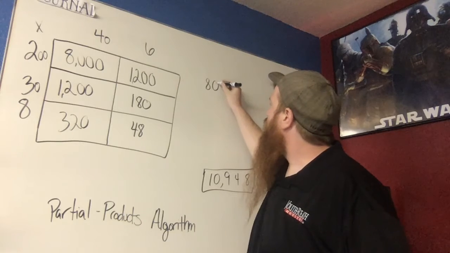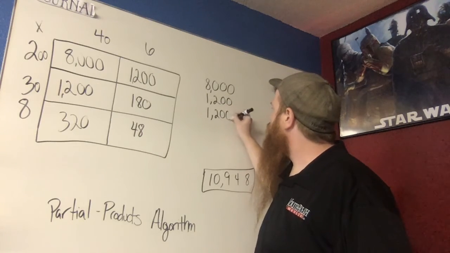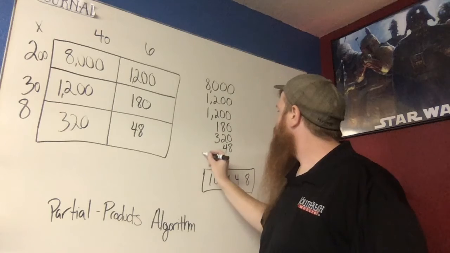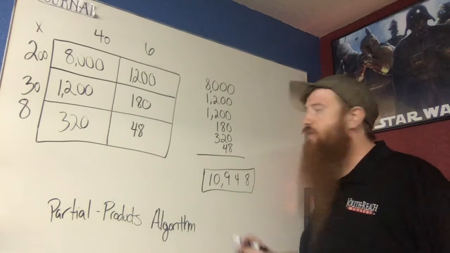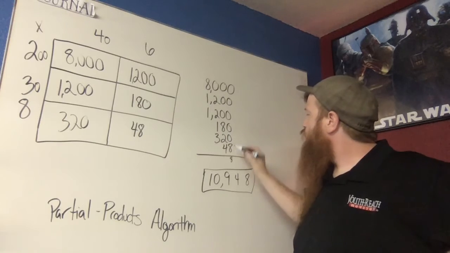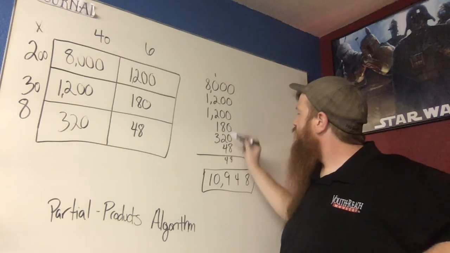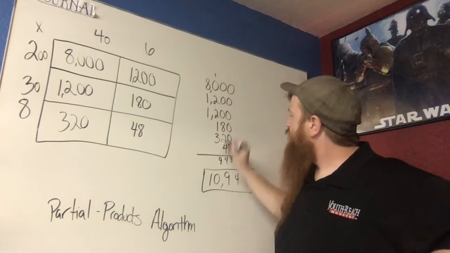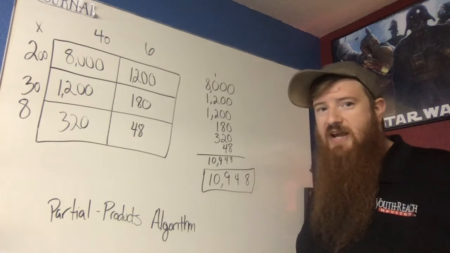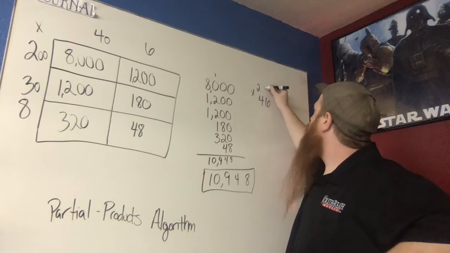So we have 8,000. We're just going to write all these out. 8,000, 1,200. We have another 1,200. Then we have 180, and we have 320, and we have 48. And that left us just enough room to squeeze in our answer here. So easy on the tens place there. It's going to be 8. The 0, 0, 0. We have 8 and 2 is 10 and 14. Okay, then we can carry that 1. We've got 1, 2, 3, 4, 5, 6, 7, 8, 9. And then we've got 8, 9, 10. And there we are. We have arrived at the same answer, 10,948, when we multiply 46 and 238 together.